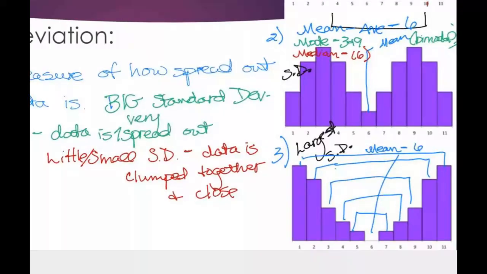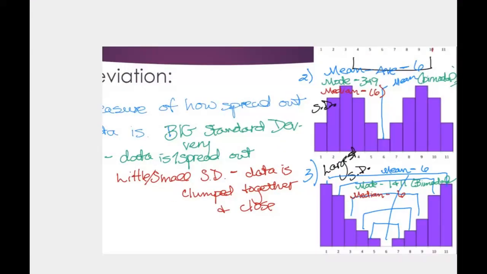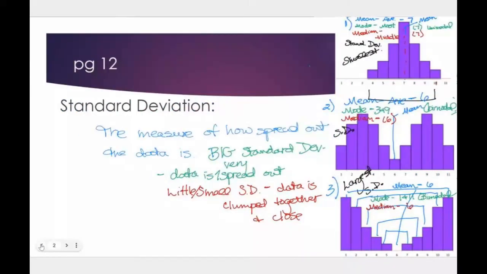What is your mode? You should be able to tell these pretty quickly. What's your mode here for graph 3? 1 and 11. So again, this is bimodal. Okay, mean, mode, what am I missing? Median, what is your median? Yeah, it is also 6. That is the middle, even though it's not part of the data. Okay? All right.